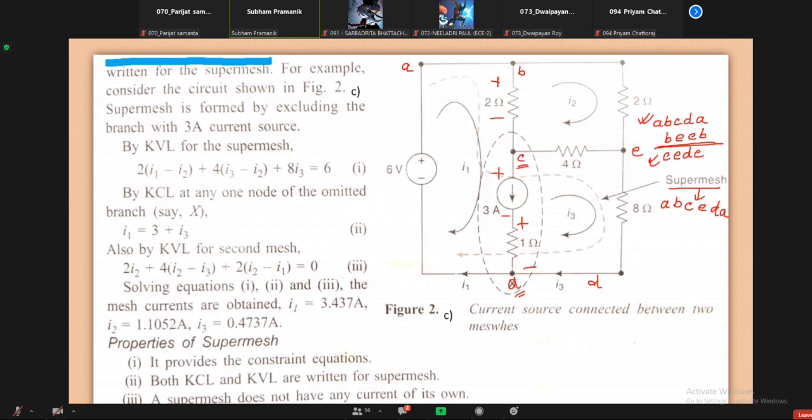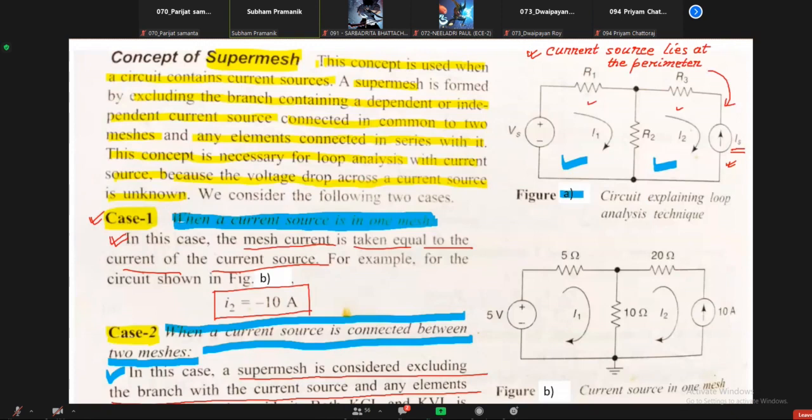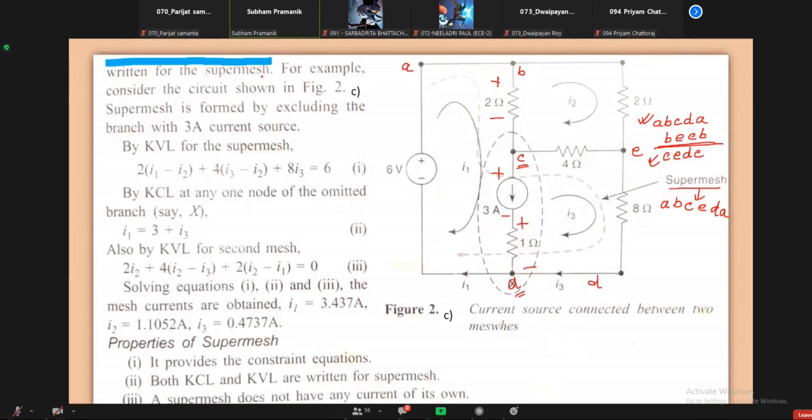See, the second line says both KCL and KVL are written. You shall see that this is actually the KCL. This is called the constraint equation. I shall come to this point later, but first tell me whether you have understood that if we exclude that branch, how do we form the super mesh? Have you understood this or not?